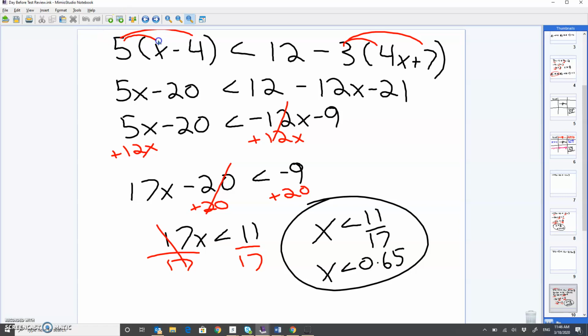The first step to solving this question is to distribute on both sides of the inequality to eliminate your brackets. My next step was right here. 12 and negative 21 are like terms on the same side of the inequality, so I combined them. 12 minus 21 is negative 9. Next, I added 12x to both sides to get my x's together. Then I added 20 to both sides to isolate my x. Finally, divided by 17, and I'm finished.